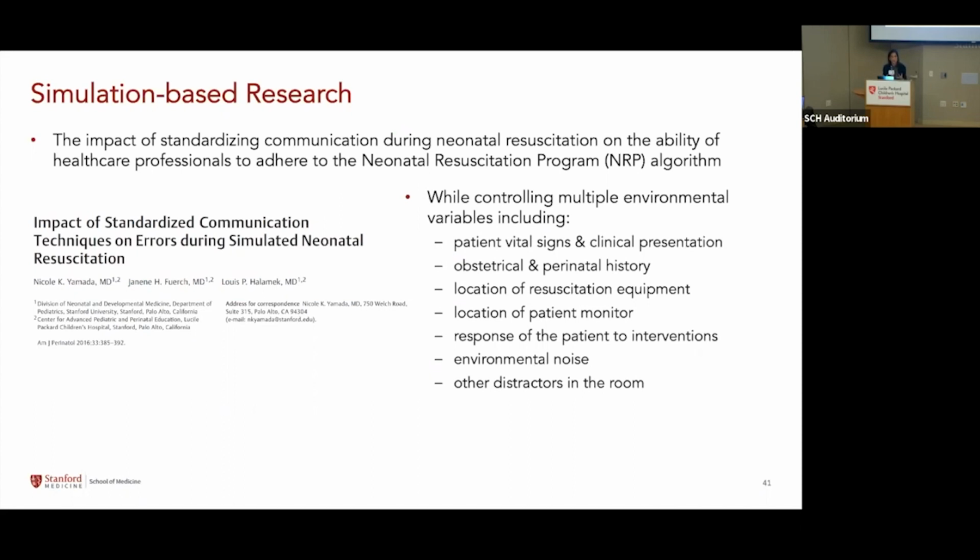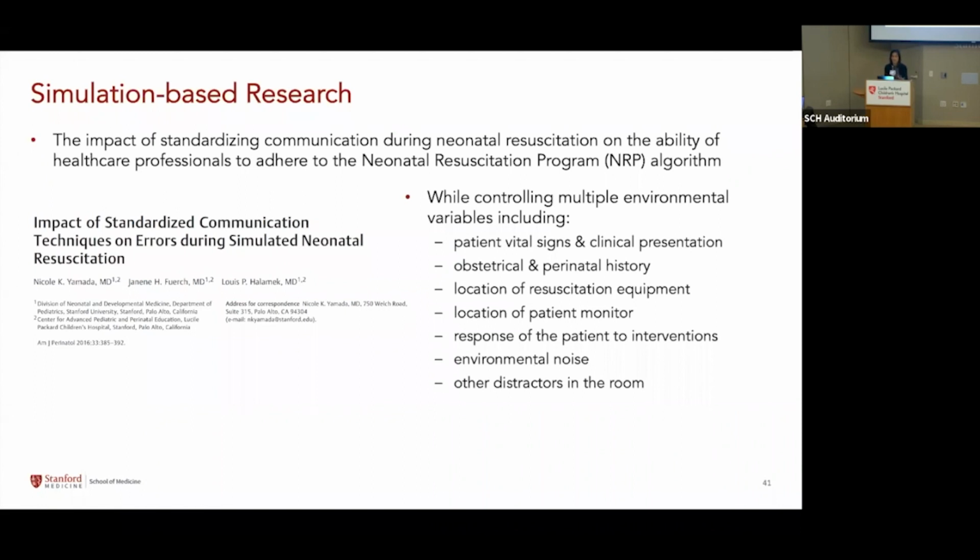And then in the simulated environment, the location of the resuscitation equipment is always the same. So now I can't blame it on one team having trouble finding a laryngoscope when another team found it most readily. It was standardized for that team. The location of the patient monitor is also the same, so where to look for the vital signs and get the data they needed about how that patient might be responding to their interventions. And the response of the patient to intervention. So again, I can standardize the physiology. When the team performs a certain intervention, I can decide exactly how high the heart rate might respond in terms of coming up or going down.